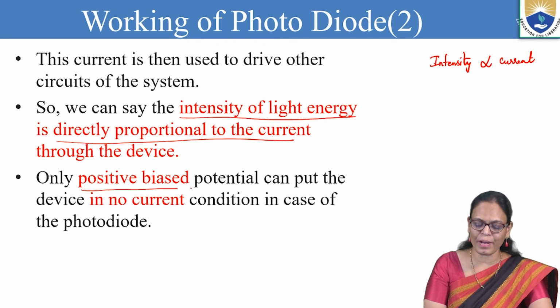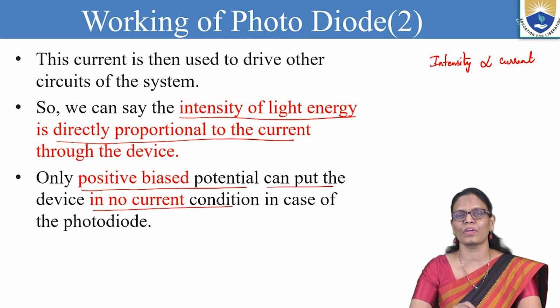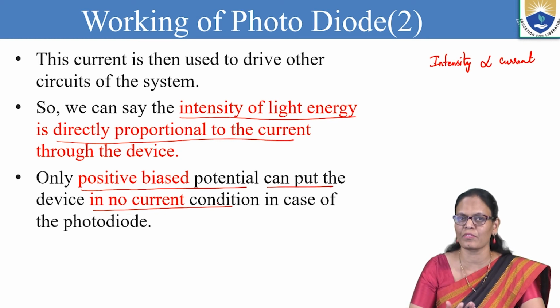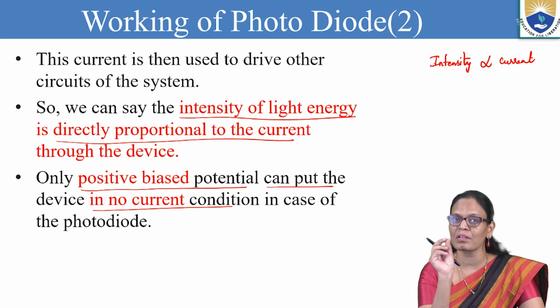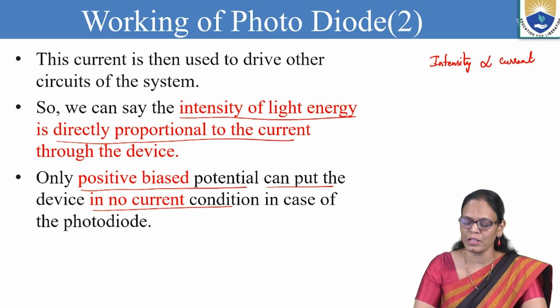And the positive biased potential can put the device in no current. So when we are connecting it in forward bias, there will be no current because the width of the depletion layer goes on decreasing. That is why there will be no current.